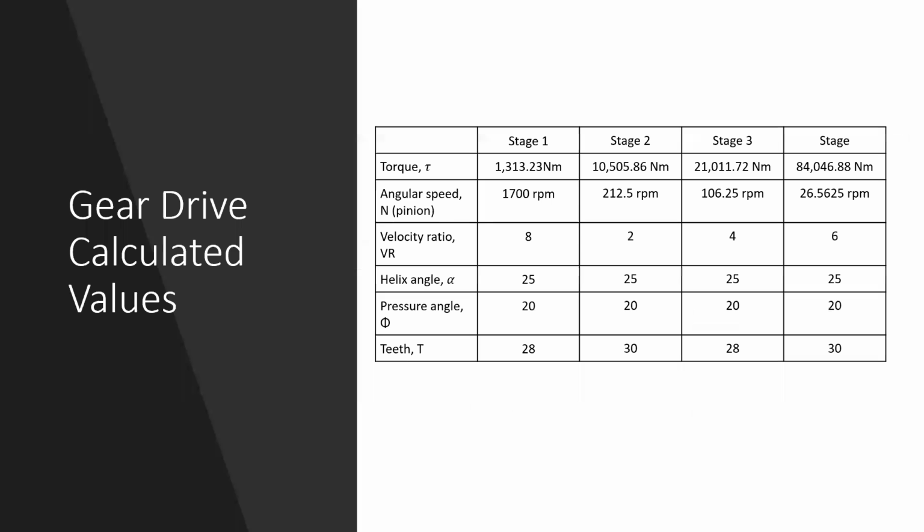Next slide, please. In this slide, here is the summary of the torques, angular speed, velocity ratio, helix angle, pressure angle, and teeth for the four stages in our gear drive. As we can see here, they almost have the same helix angle and pressure angle, but they differ in the velocity ratio and number of teeth.